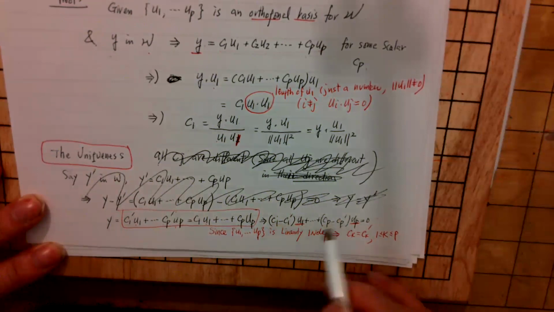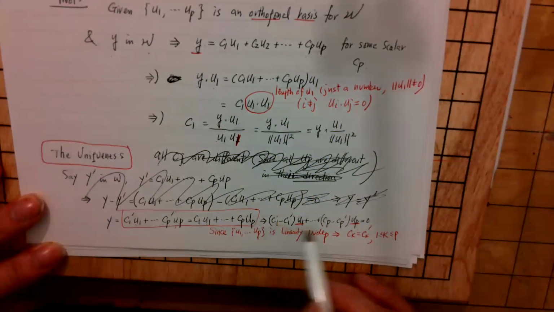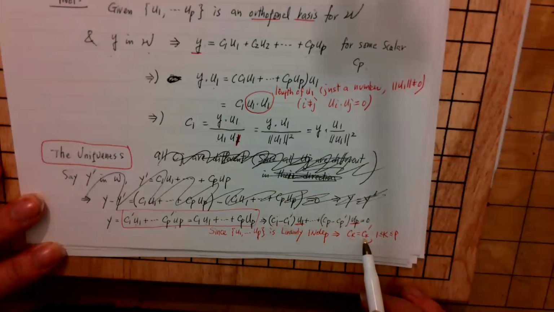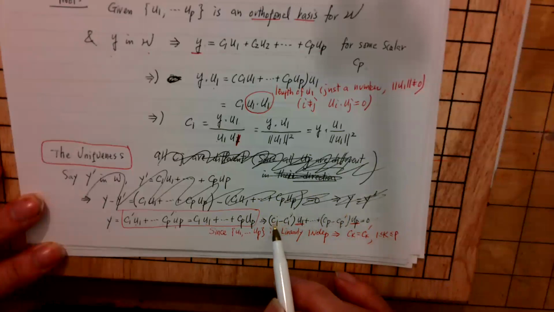So those numbers have to be what? Those c1 minus c1 prime up to cp minus cp prime must all be equal to zero, because u1 up to up is what? Linearly independent. Okay? So those numbers must equal zero. That means c1 has to be equal to c1 prime, and cp equal to cp prime. Is that okay? So that is unique.